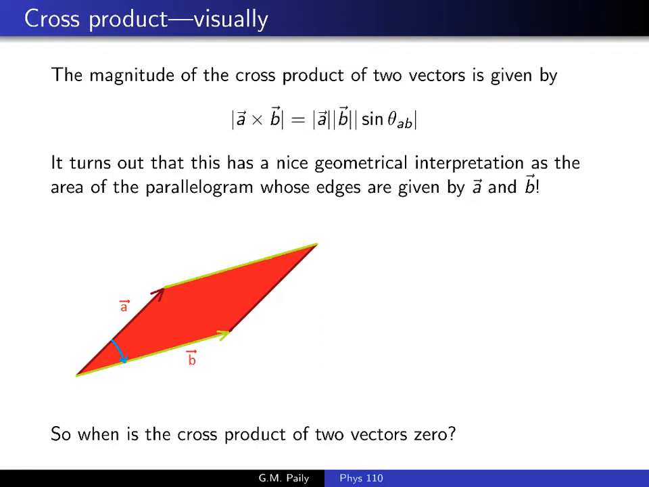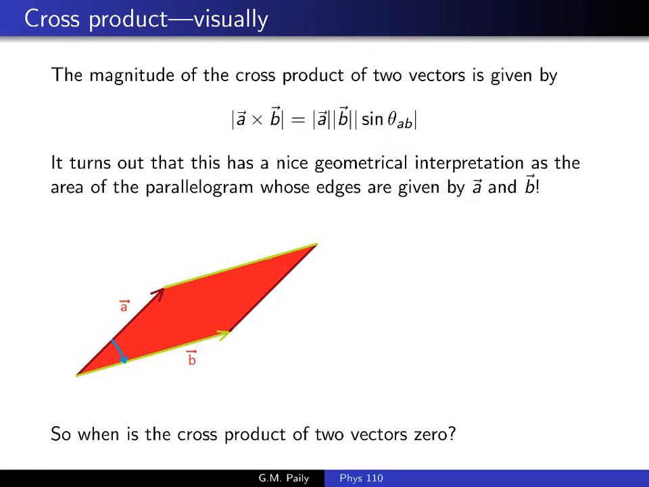There is a simple way to visualize the magnitude of the cross product. First, let's look at the algebraic expression. The magnitude of A cross B is given by the magnitude of A times the magnitude of B times the magnitude of the sine of the angle between them. Notice how this is very similar to the dot product, but instead of a cosine, we have a sine.